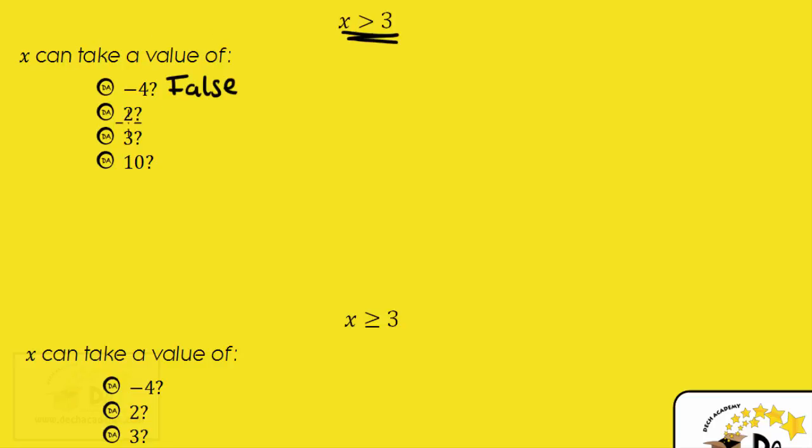X can take a value of 2. Is 2 greater than 3? No. So when x is 2, the equation is not satisfied. X can't take a value of 2. X can take a value of 3. Is 3 greater than 3? No. So x can't take a value of 3.